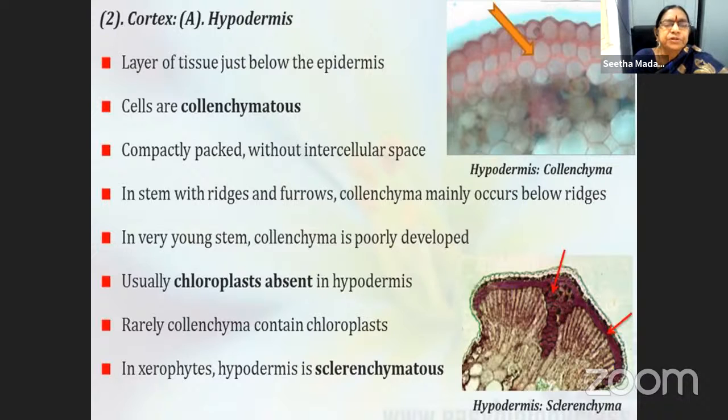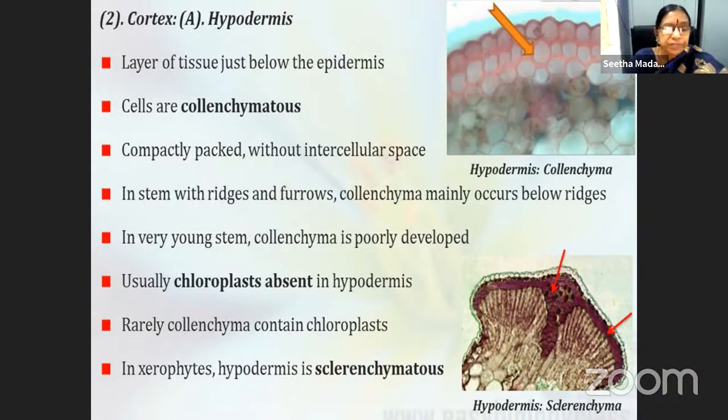In stems with ridges and furrows, collenchyma mainly occurs below the ridges. Some plants show ridges and furrows on the outside itself. In a very young stem, collenchyma is poorly developed. Usually chloroplasts are absent in hypodermis, and rarely collenchyma contains chloroplast, then it is known as chlorenchyma, and its function is photosynthesis.